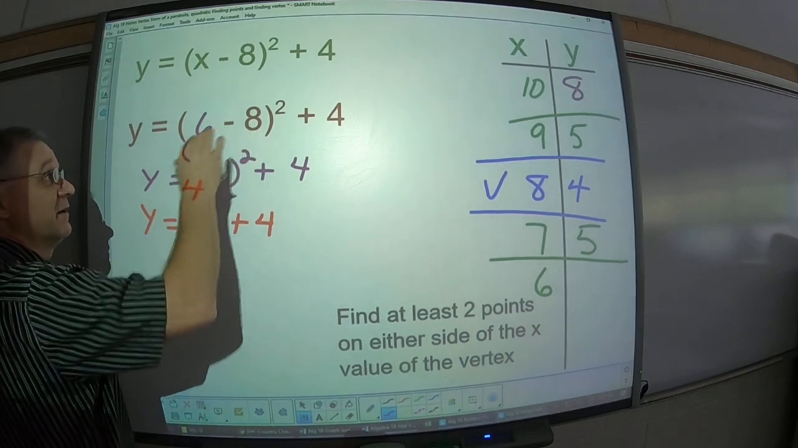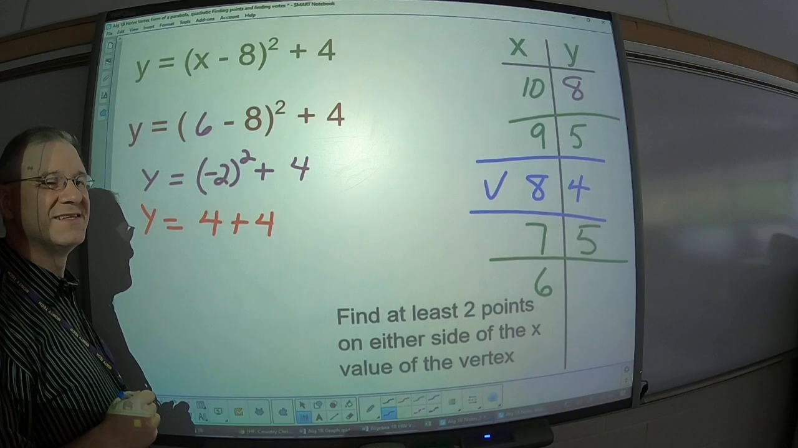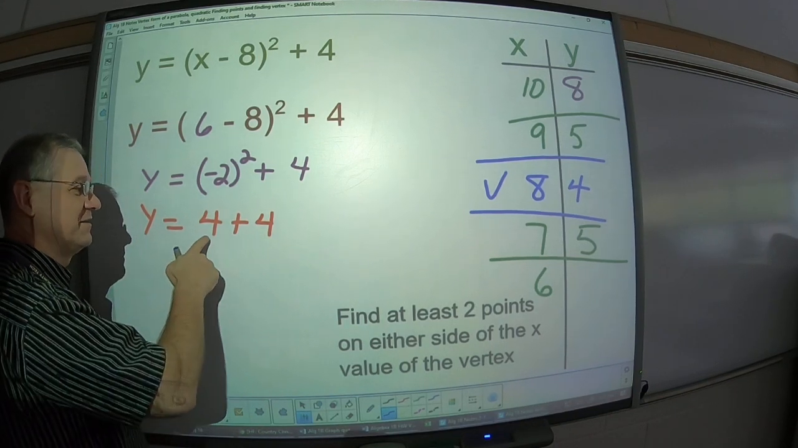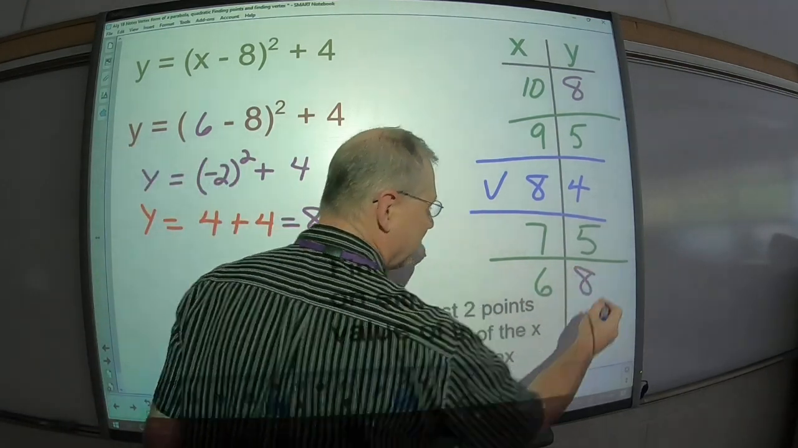6. 6 minus 8 is -2. What's -2 squared? Not -4. +4. 4 plus 4 is 8. 8 again.